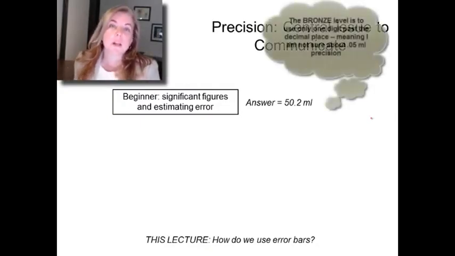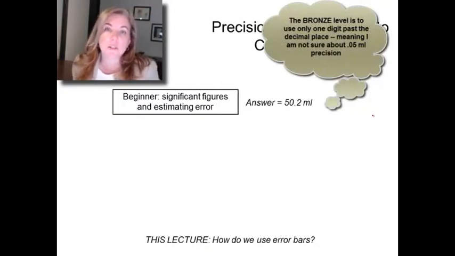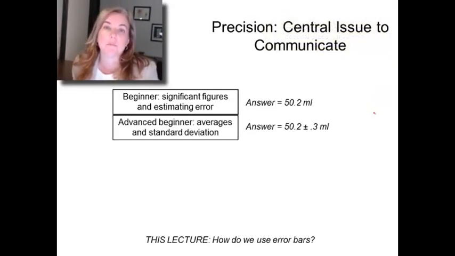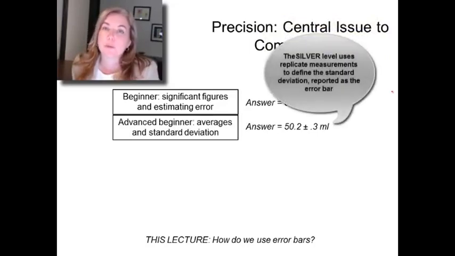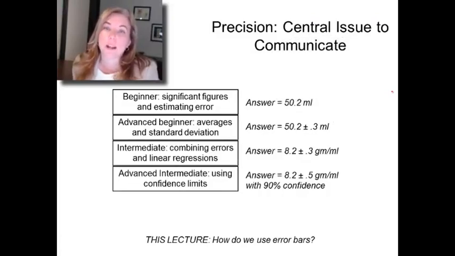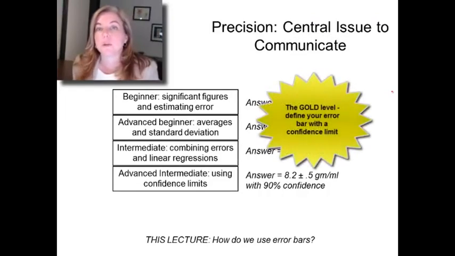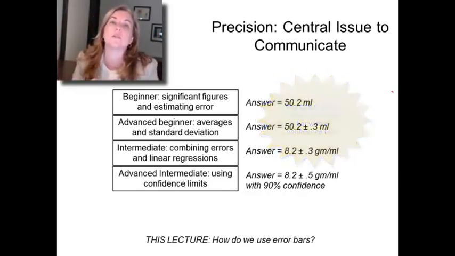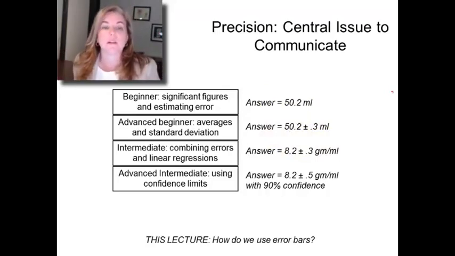So just to review where we've been, precision is a central issue to communicate when you communicate the results of a measurement. We learned about significant figures and instrument tolerances as a shorthand way to convey to a reader how much information and how much precision might be in a number you're providing. Then we learned about doing replicate measurements and taking the standard deviation and using a plus minus bar, which we call the error bar or uncertainty, to convey the spread in the measurements. Then we talked about combining error and finally about reporting error in terms of a confidence limit, which takes into account both how many measurements led to our error bar as well as how confident we are that the true value lies within the bounds that we provide from the errors.